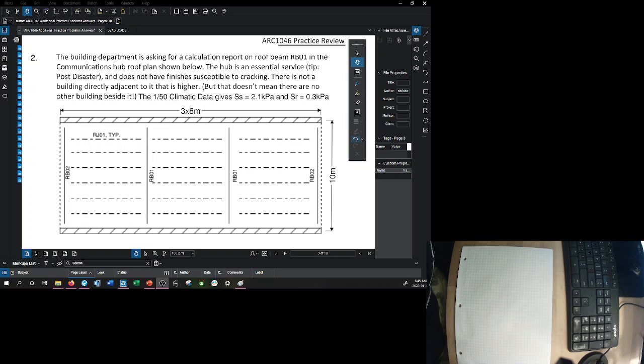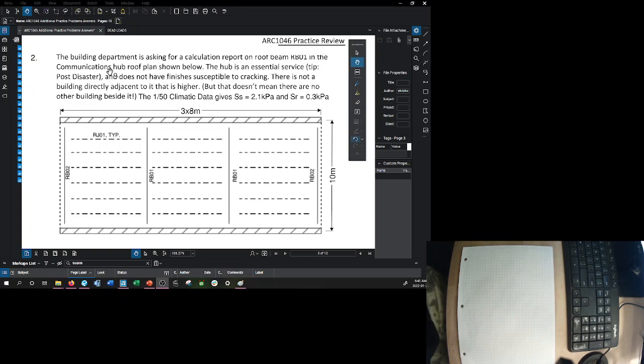Okay, let's look at the next problem. So this is one where they're saying the building department is asking for a calculation report on a specific roof beam. Now, this actually happens quite a bit. We'll have a massive project and the building department will say, I'm going to pick this beam and this column and this base plate and this footing, and you're going to provide a calculation report for me. Oddly enough, they tend not to ask about the hard things, but that's a separate issue. So they're asking explicitly for a calculation report on roof beam 01.